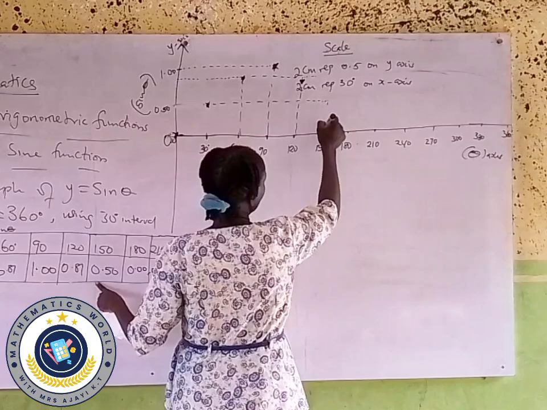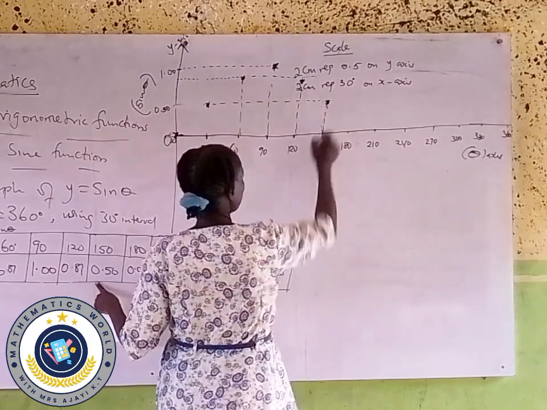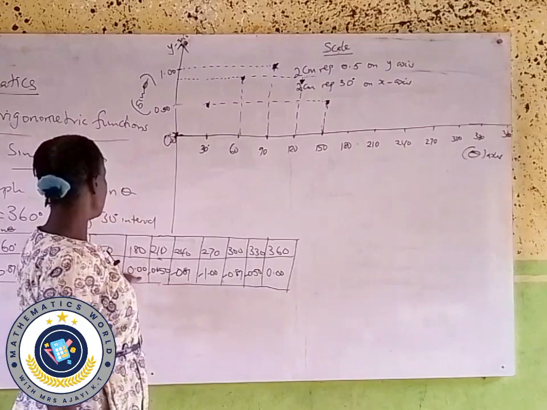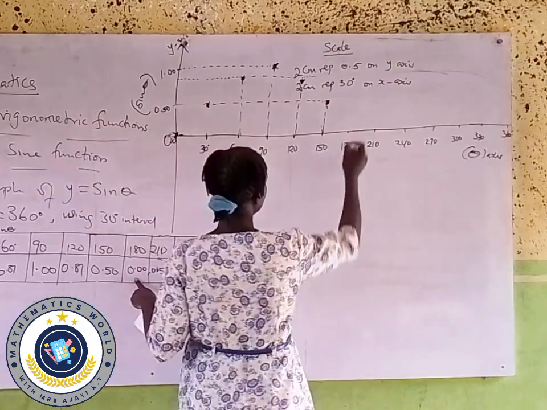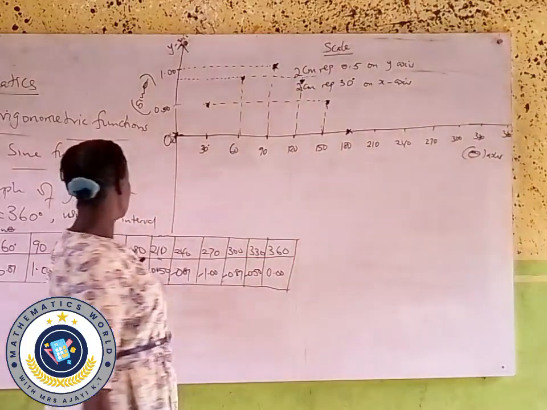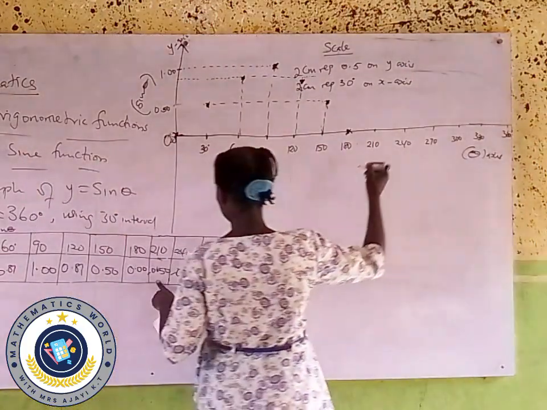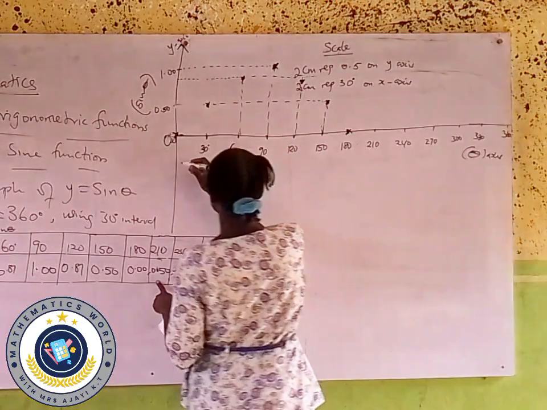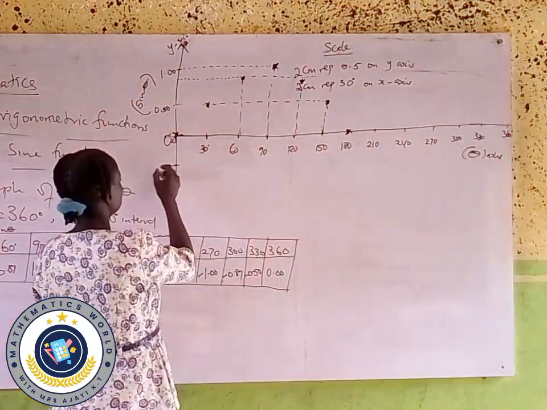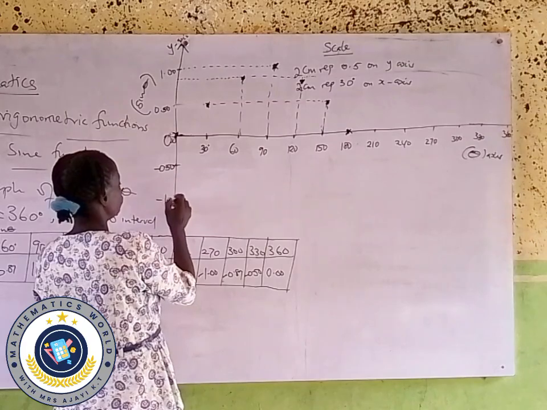150 and 0.5. Then next one, 180 and 0. When theta is 180, sin theta is equal to 0. When theta is 210, then sin 210 is minus 0.5. This is minus 0.50. This is minus 1.00.